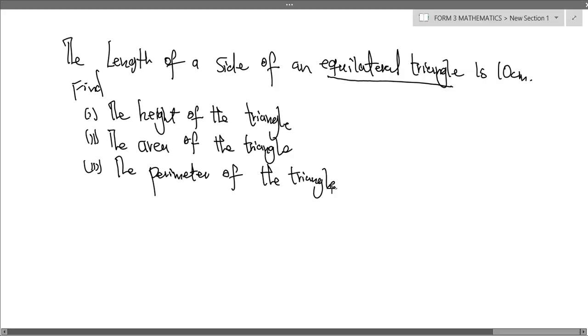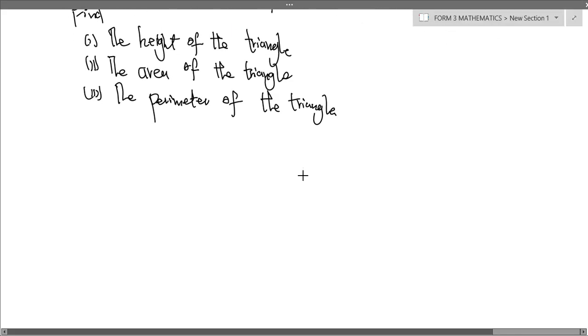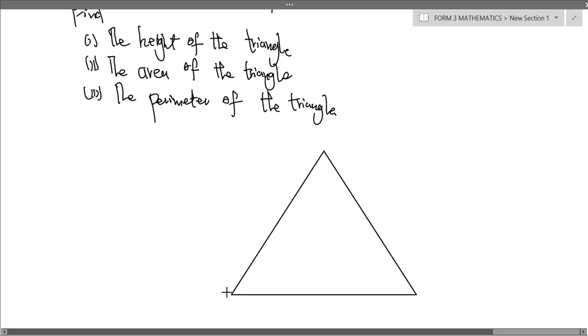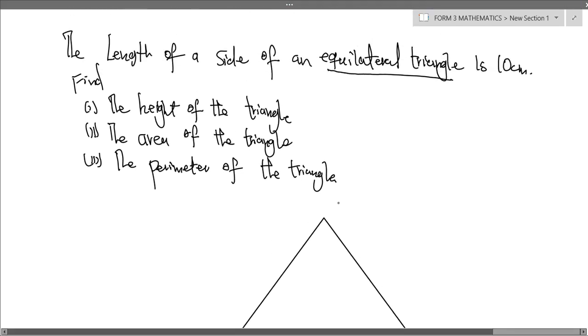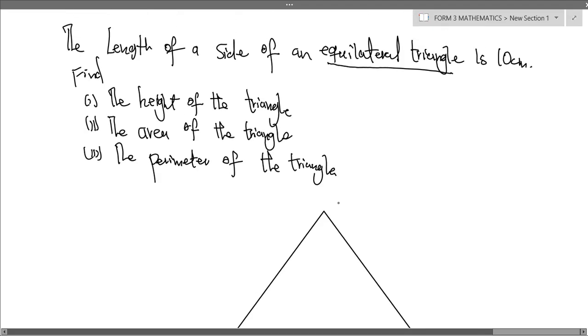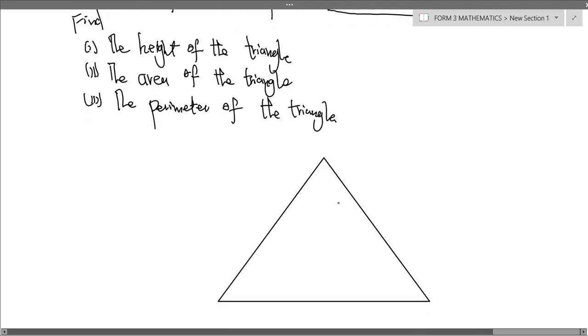So let's see how we are going to solve this. First of all, we give a diagrammatic representation of the question and see how we can solve it. It says the equilateral triangle has one side to be 10 centimeters. And since you know an equilateral triangle has all sides equal, if one side is 10 centimeters, it means the other sides are also 10 centimeters, including this side.